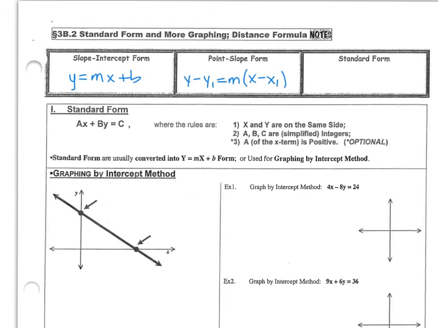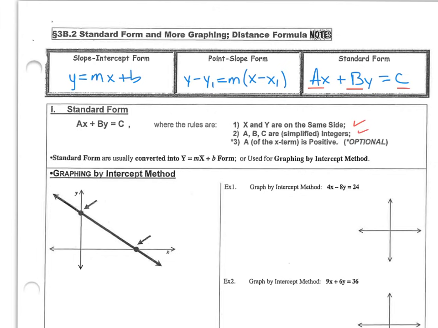Reminder that we talked about opposites. Okay, and then standard form is ax + by = c. Your a, b, and c are coefficients and constants. If we look at the piece below, x and y are on the same side when we're in standard form. A, B, and C are integers, so no fractions.